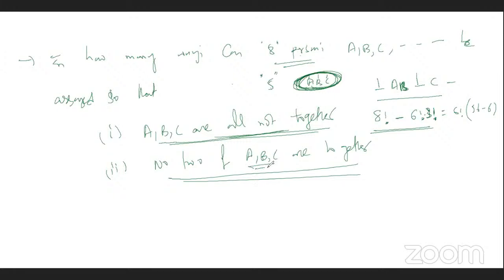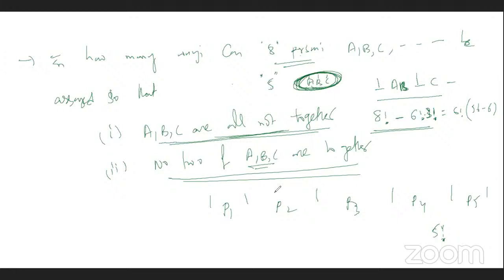Excluding ABC, how many persons are there? 5. 5 persons, P1, P2, P3, P4, P5. How many ways I can arrange this? 5 factorial. How many gaps will be there in linear? 6. 5 persons means 6 gaps, 6 persons means 7, 7 persons means 8. So number of persons plus 1 is number of gaps.